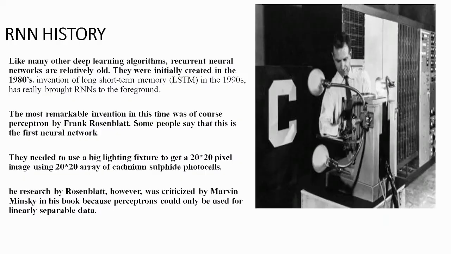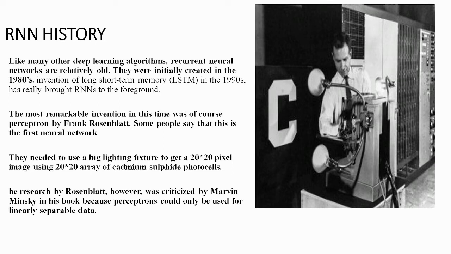So if I come to the short history of RNN, like many other deep learning algorithms, recurrent neural networks are relatively old. They were initially created in the 1980s, but only in recent years have we seen their true potential, thanks to the increase in computational power, along with the massive amount of data we now have to work with. The invention of long short-term memory (LSTM) in the 1990s has really brought RNNs to the fairground.